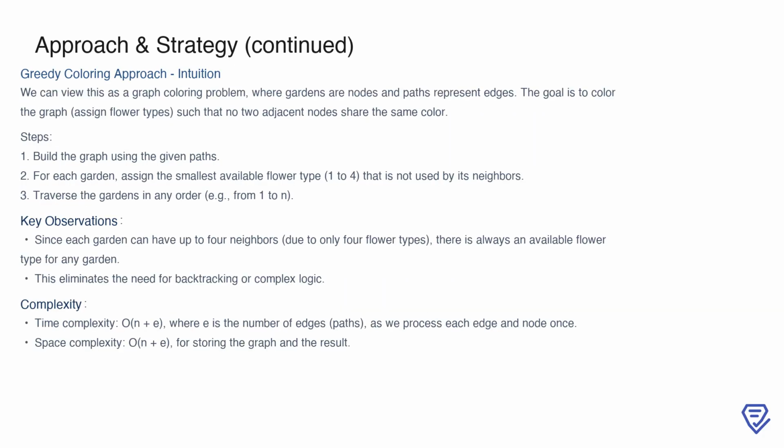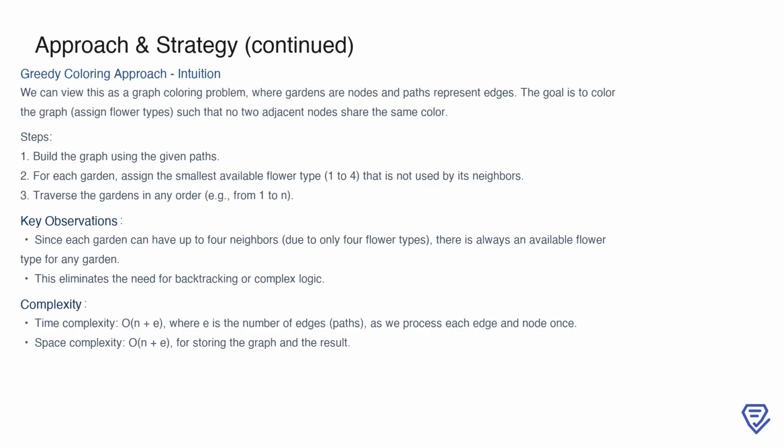A more efficient approach is the greedy coloring strategy. This method treats the problem as a graph coloring challenge, where each garden is a node and the paths are the edges connecting those nodes. The goal is to assign a color, in this case a flower type, to each node, ensuring that no two connected nodes share the same color.